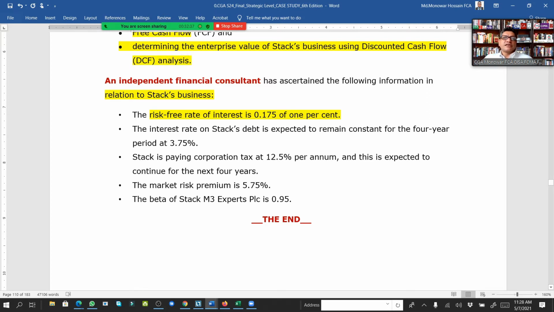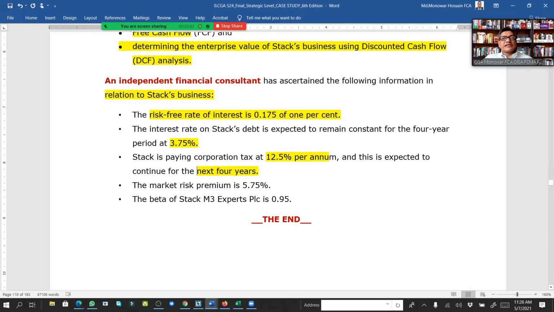4 year period at 3.75. The company is paying corporate tax at a 12% minimum tax, and this is expected to continue for the next 4 years. So the tax rate here is 12.5% for the next 4 years also.